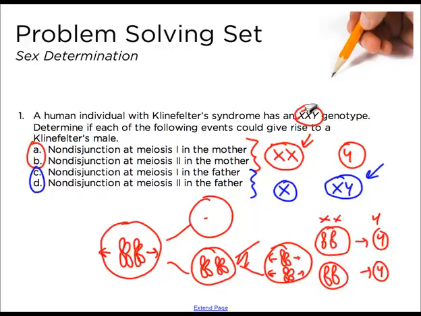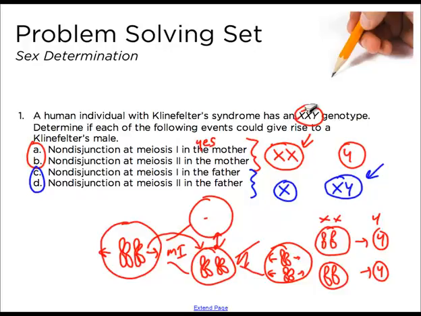So the answer is, if non-disjunction occurs, which you're seeing happen right here, this is meiosis 1, right? Since non-disjunction occurred, you end up with imbalanced cells here. One got both of the X chromosomes, one got nothing, and that did lead to the production, at least in many of the gametes, of double X's. So they asked us, could this event give rise to a Klinefelter's male? The answer for A is yes.